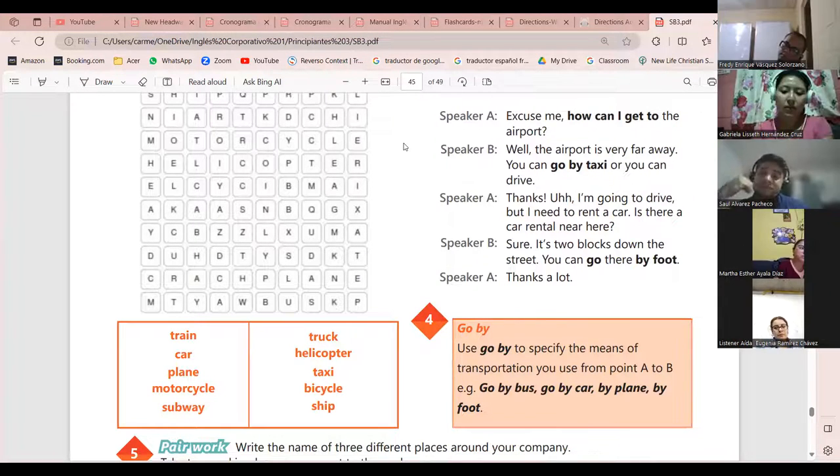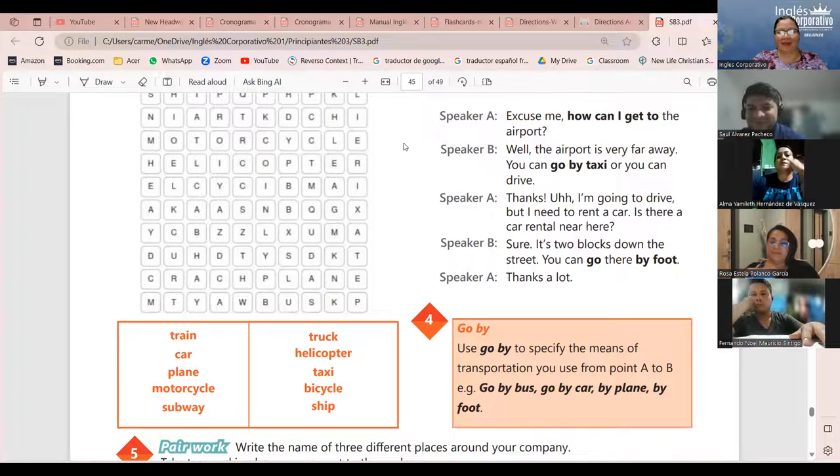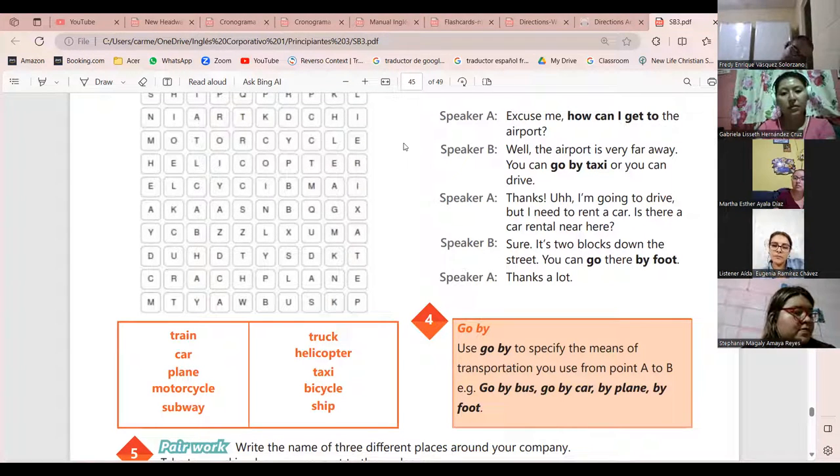Okay, guys. Vamos a ver. Saúl, con su grupo, vamos. Okay, teacher. Excuse me, how can I get to the Plaza Mundo Shopping Center? Aida o Marta, Marta Alicia. Aida creo que está en el seguro con su niño. Le escuchamos súper suave, Aida.